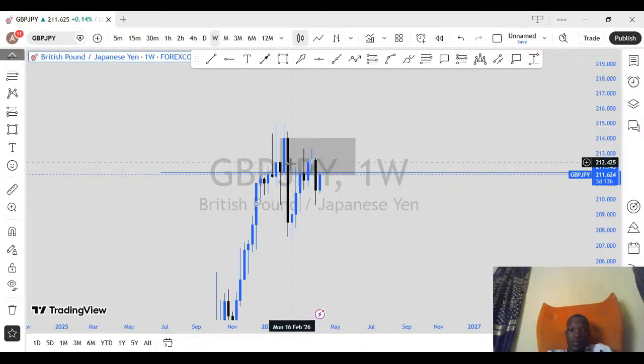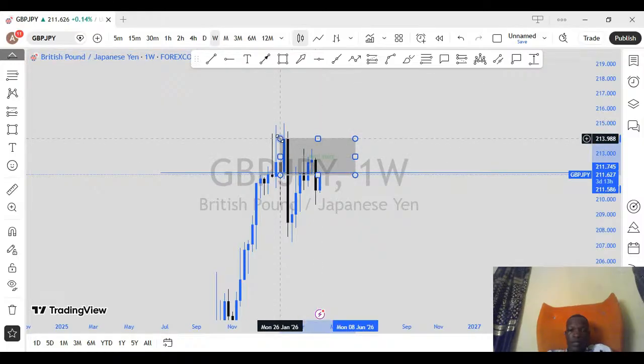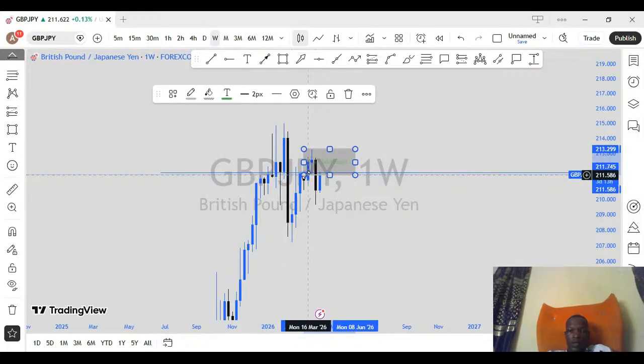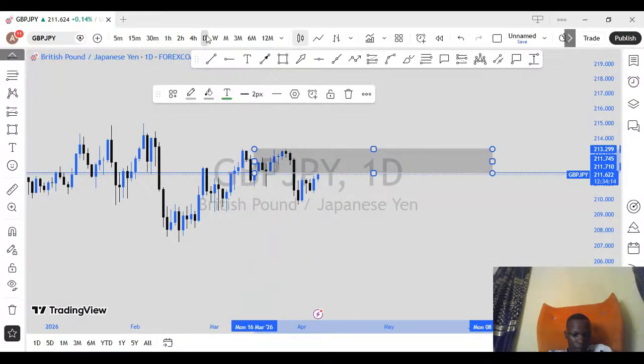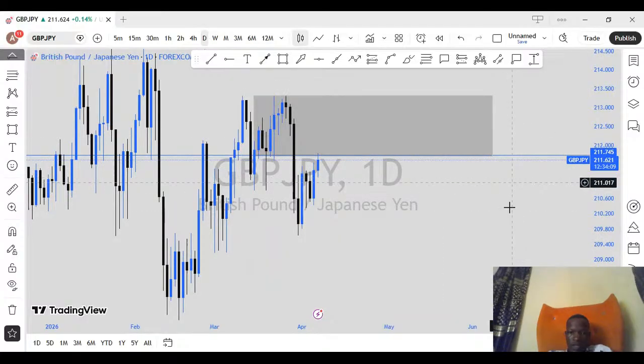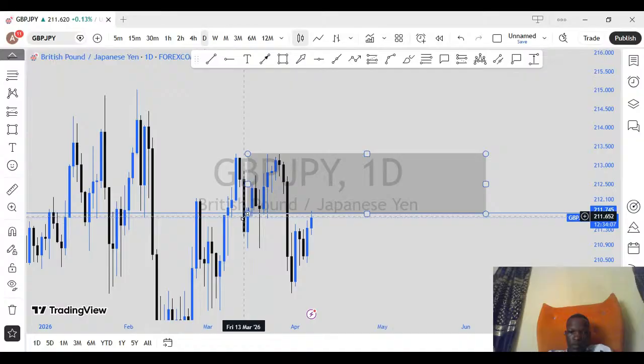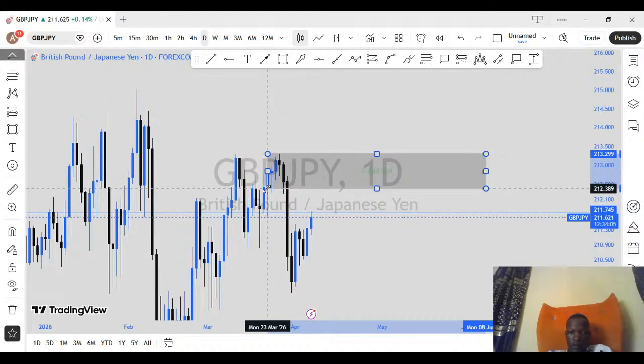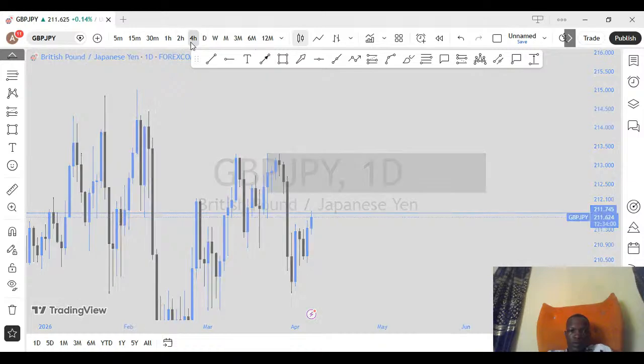So now market has come back to the supply zone. Then we have new supply zone here, which is this on weekly time frame, which market is inside already. Let's check daily time frame. On this daily time frame, we can refine this supply zone to this level so that the stop loss will not be much.